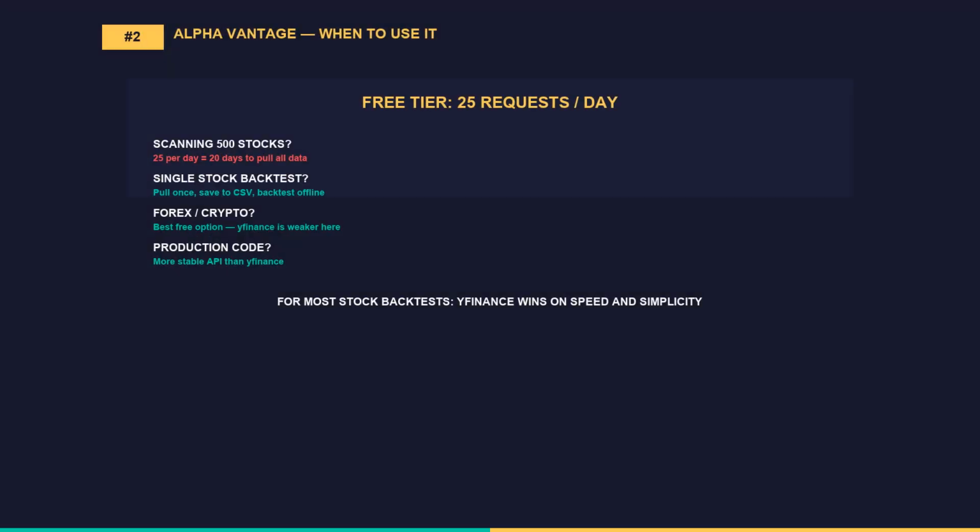The downside. 25 requests per day on the free tier is tight. If you're scanning 500 stocks, that's 20 days of pulling data. The paid tier is $75 a month for 75 requests per minute. For most people, yfinance is faster and easier for stocks. Alpha Vantage shines when you need forex or crypto data, or when you need a more reliable API for production code.